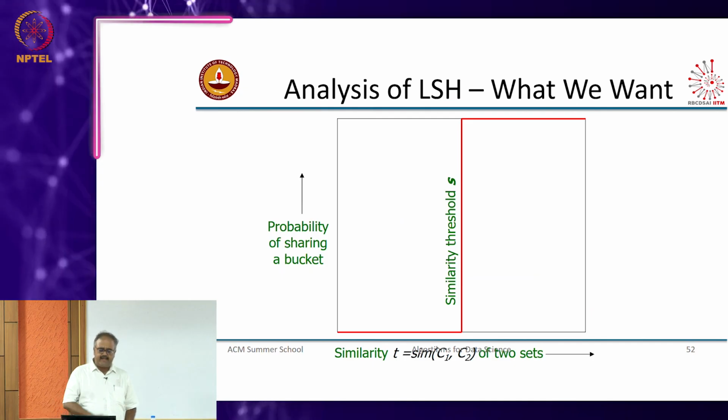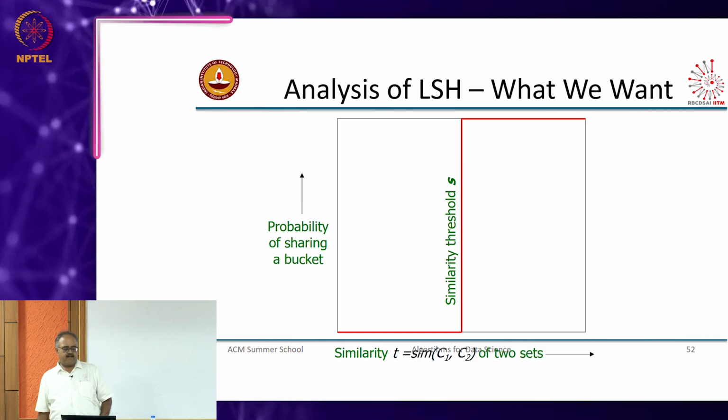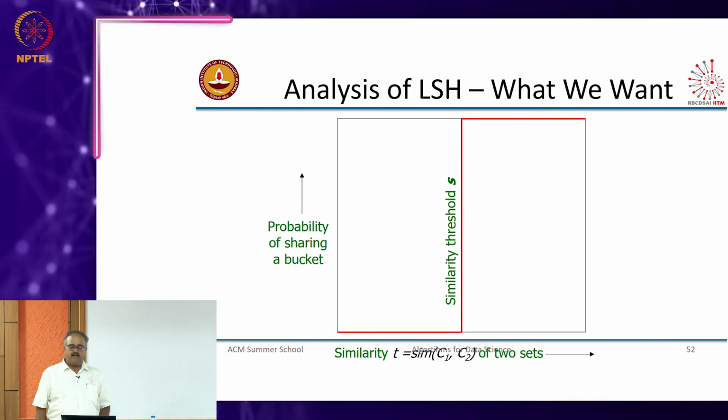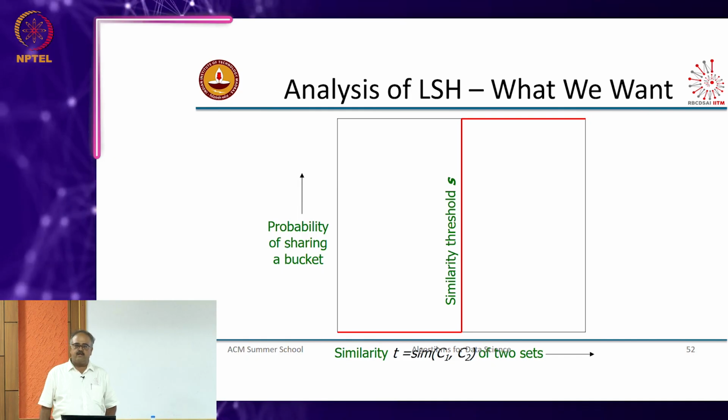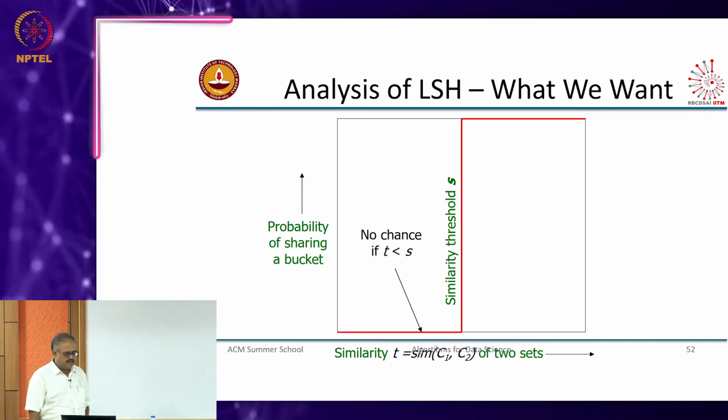So, what we ideally need is something like this, correct. The probability of you sharing a bucket should be 1 if you are above the threshold, and should be 0 if you are below the threshold, right. So, what does the current setup give us?